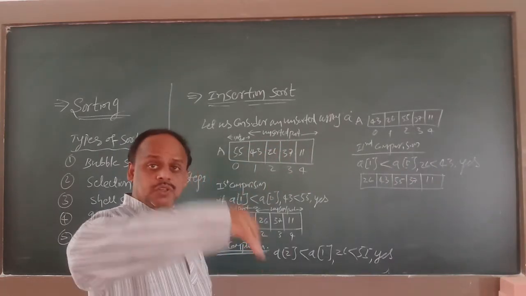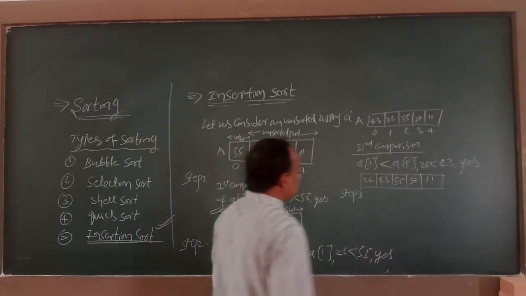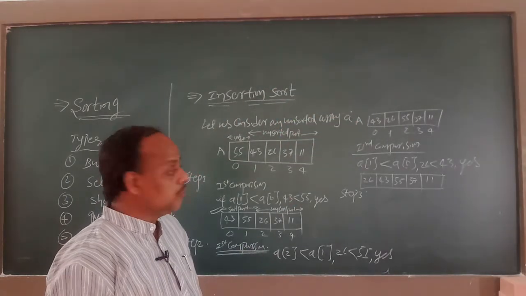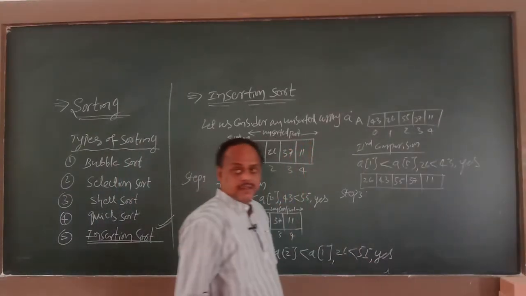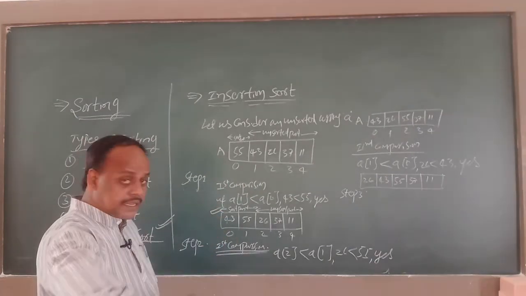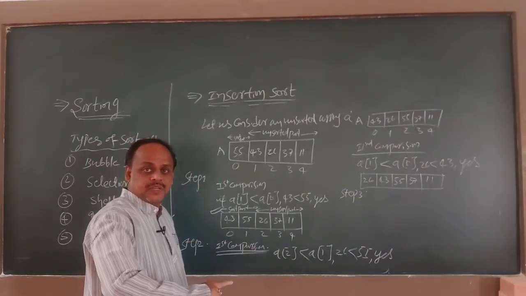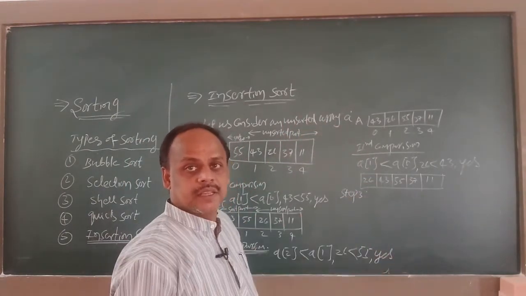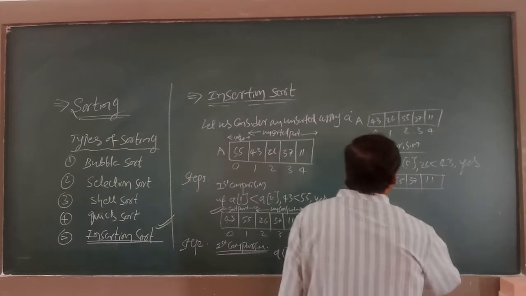Now go to step 3. In step 3 we have to consider the fourth element. See here, in the first step we compared the first and second. In the second step we compared the third and first. In the third step we have to compare the fourth element and the third element. The fourth element means this 37.